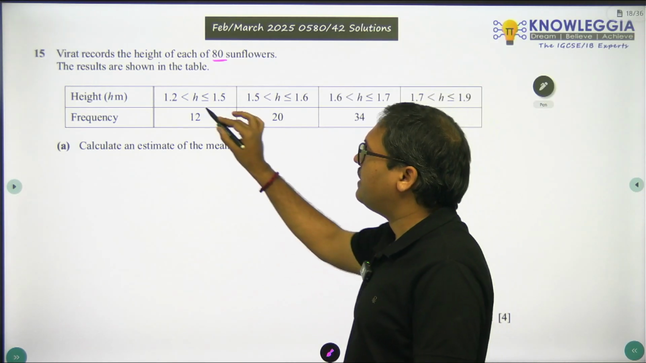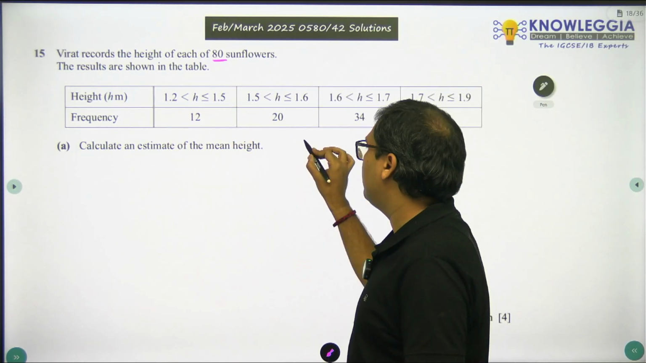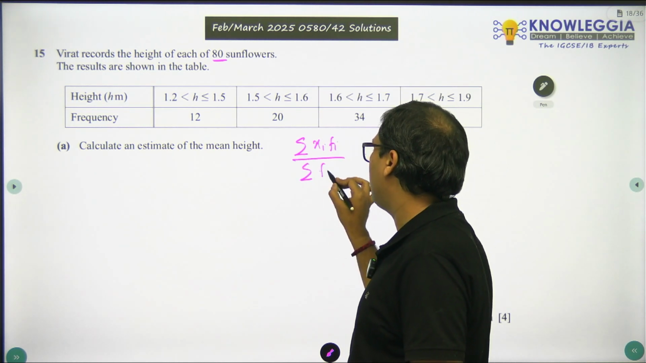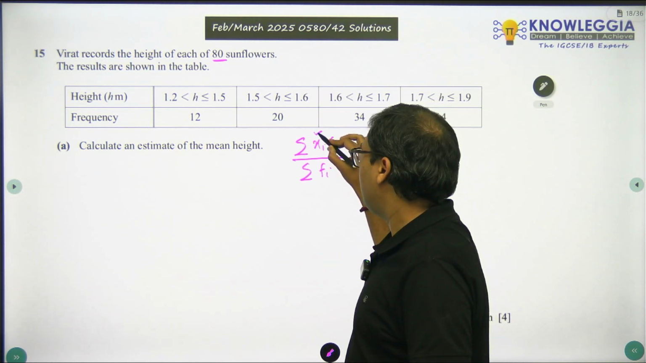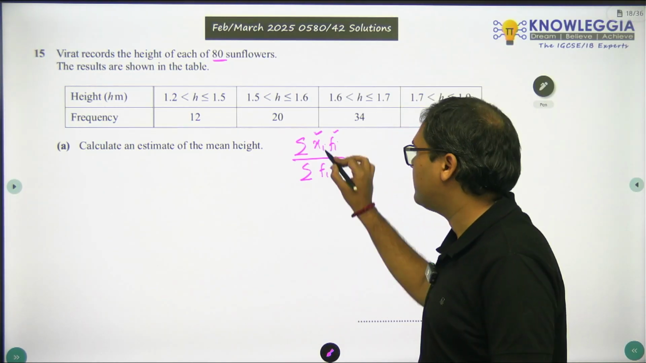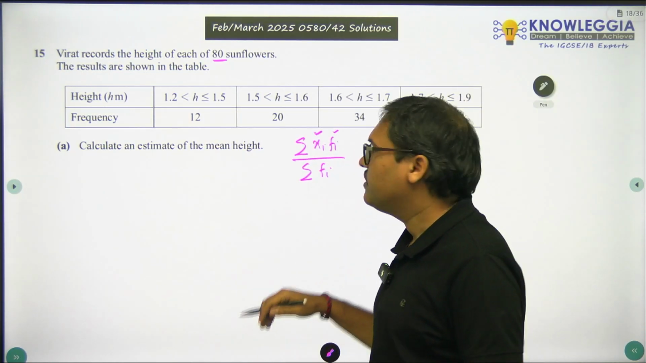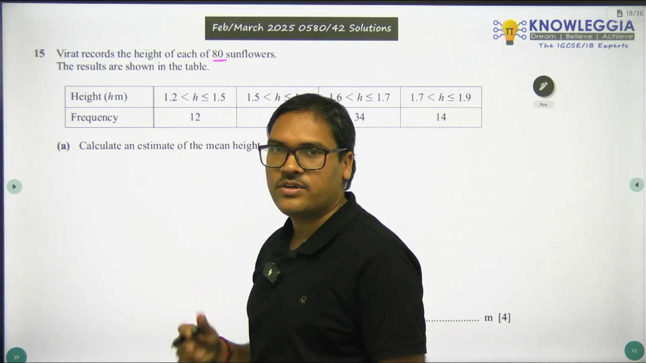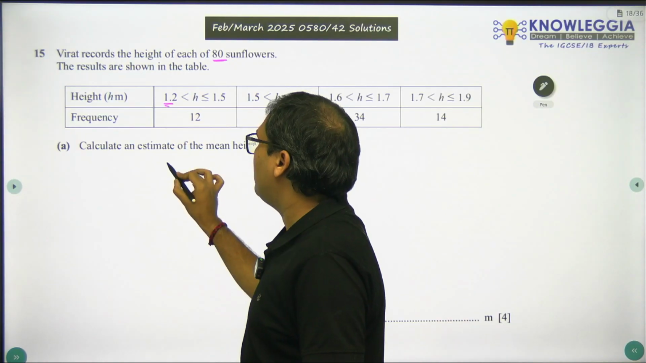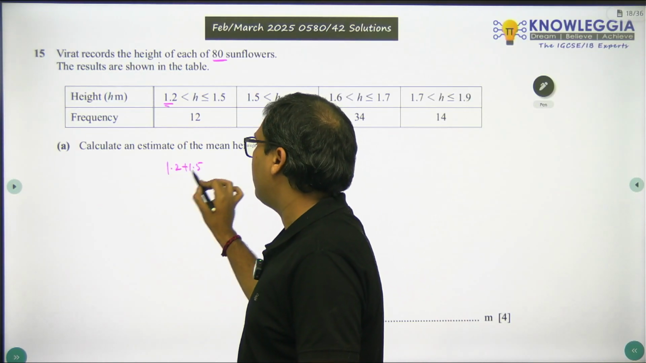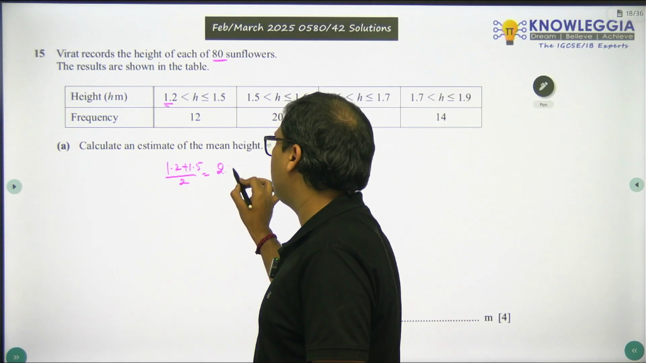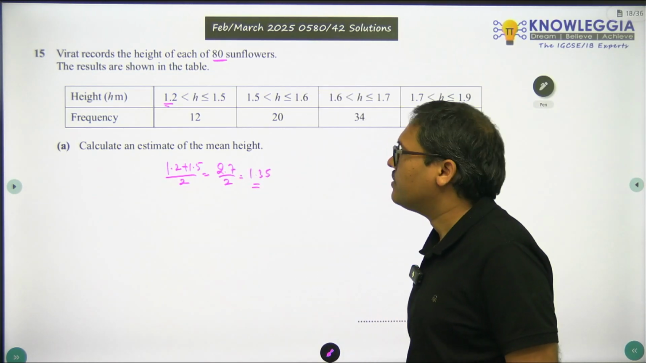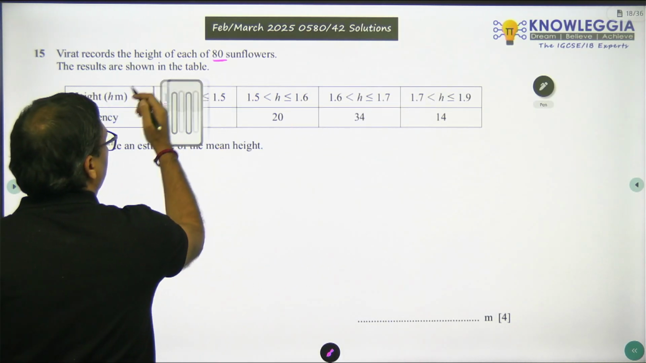So take the midpoint. This is sigma xi fi upon sigma fi, that is, the summation of all the frequencies. Each data value is multiplied by its corresponding frequency. Now for this data, we'll take the midpoint. So for 1.2 and 1.5, what is the midpoint? I can easily find this: 1.2 plus 1.5 divided by 2, which is 2.7 by 2, which is 1.35. So we'll take the midpoint, that is 1.35 here.